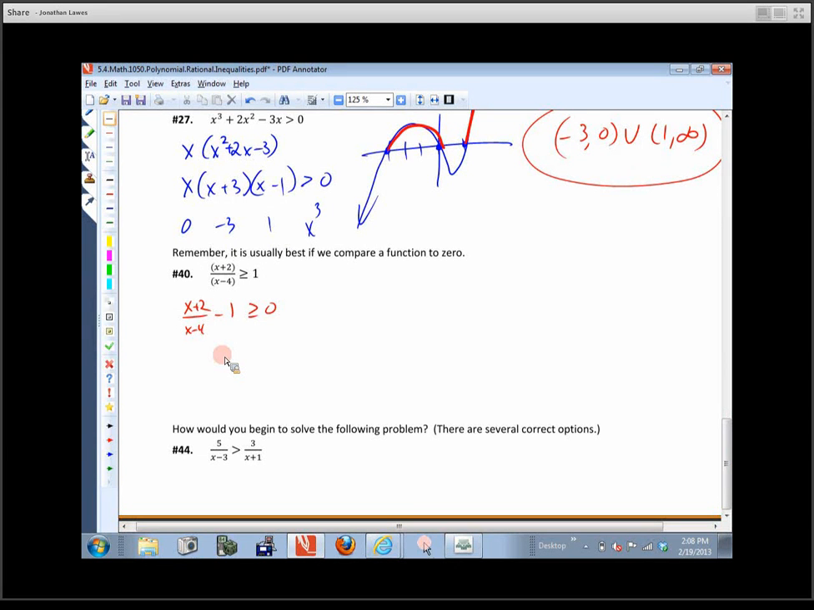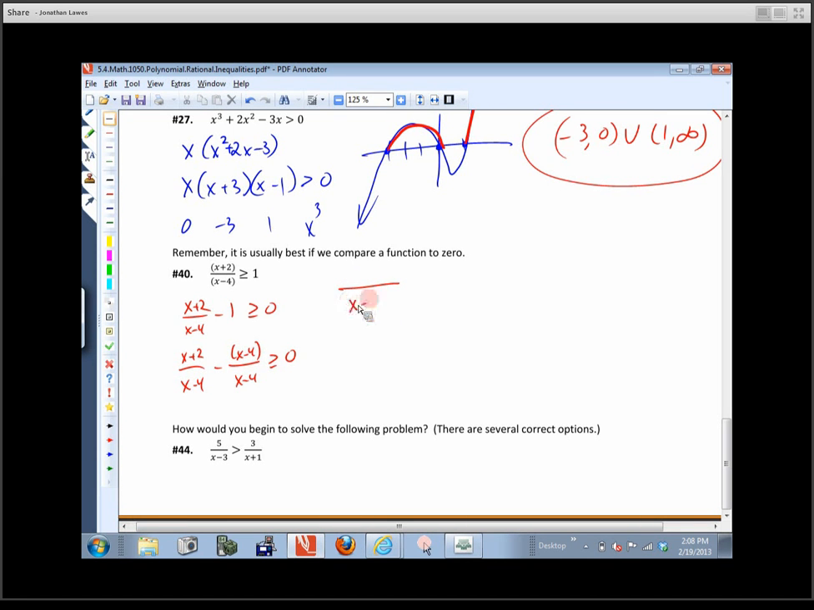Okay, careful. I need to get a common denominator first. So I'm going to have (x plus 2) over (x minus 4) minus (x minus 4) over (x minus 4). And you'll notice, especially if you were in my 1010 class, please make sure you're careful on something like this. With subtraction, you need to make sure that the numerator is in parentheses because you better make sure that you distribute through correctly.